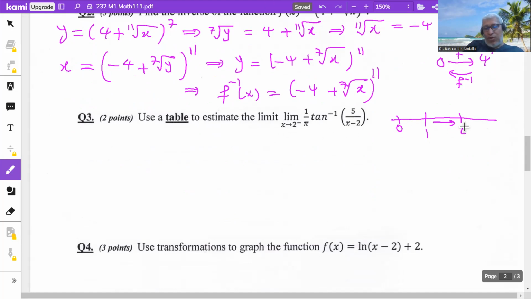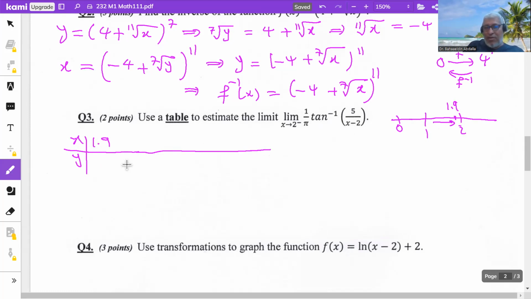So if x approaches 2 from the left, you should replace x by values to the left of 2 and find the corresponding values of y, where y is this function, 1 over pi tan inverse of 5 over x minus 2. I can start from 1, but 1 is very far from 2. So if I take a number very close to 2, you can say 1.9. Let me replace x by 1.9 and find the answer.